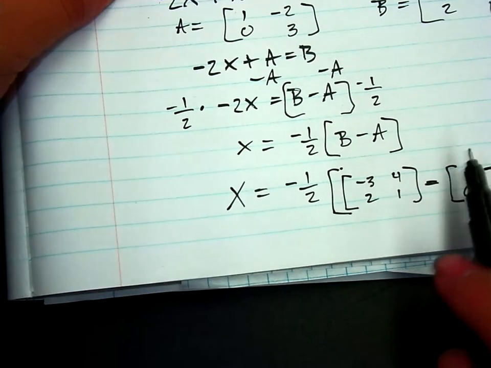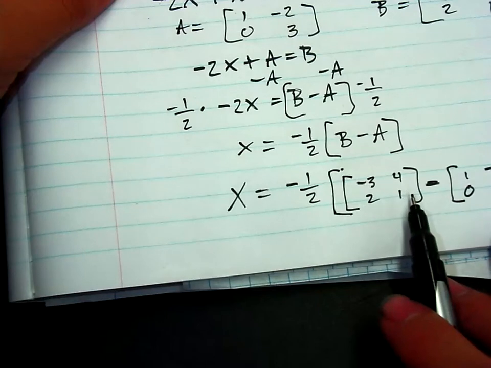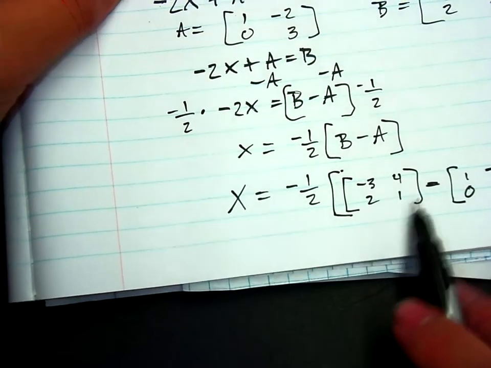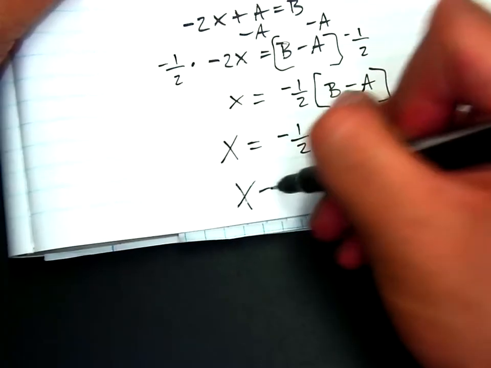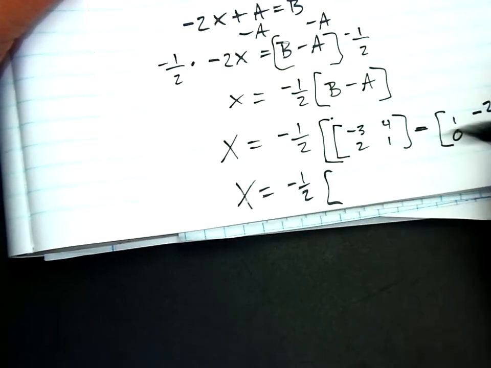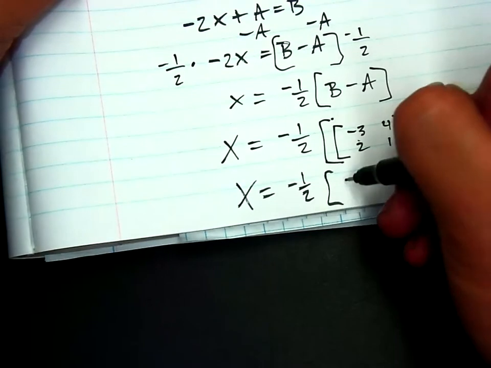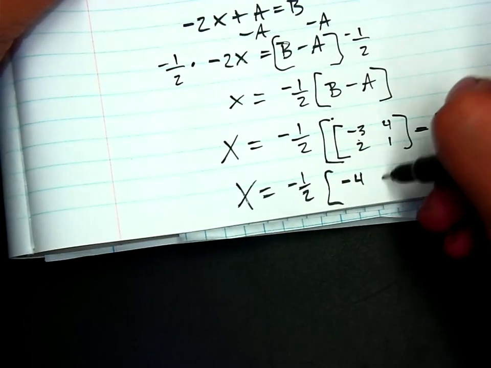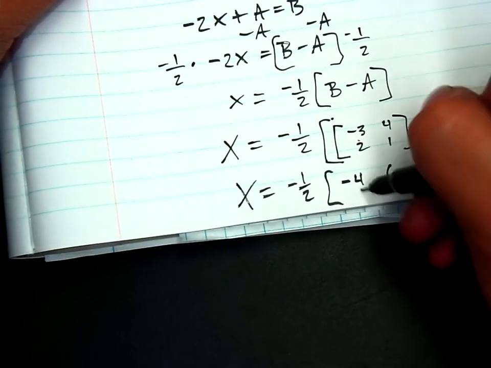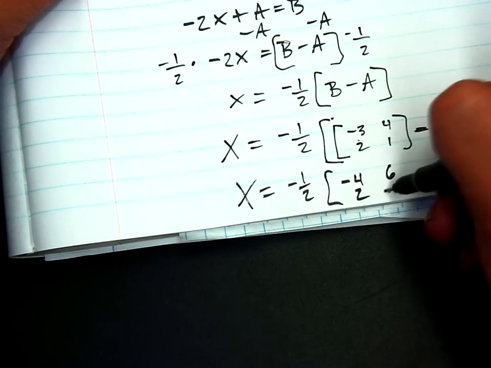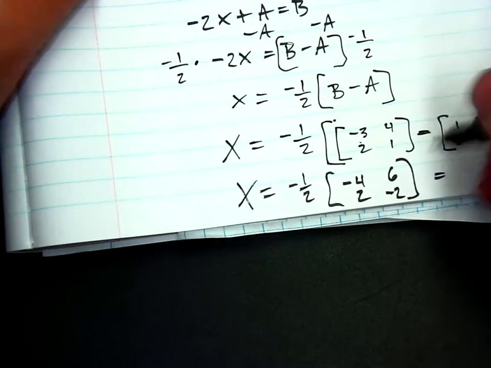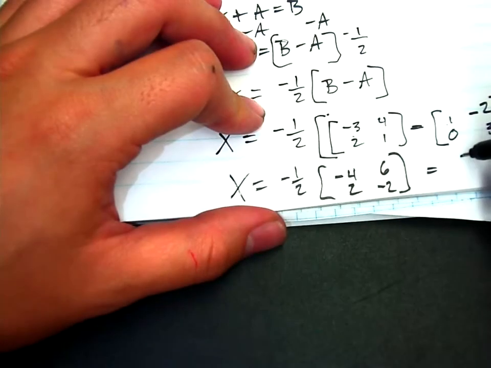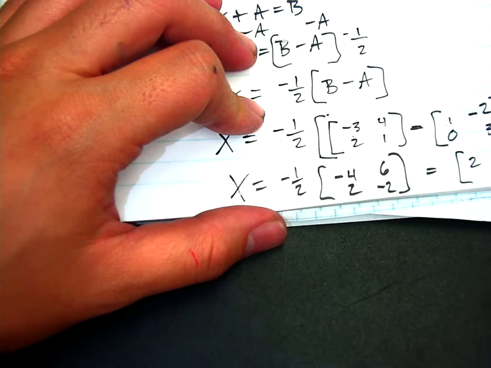Now, we could distribute this, but I think it's going to be easier if I just go ahead and subtract inside first, because technically I couldn't do that based on PEMDAS. So X is equal to negative 1/2, and then let's go ahead and subtract. So negative 3 minus 1, negative 4. 4 minus negative 2 is 6. 2 minus 0, 2. And 1 minus 3, negative 2. At this point, distribute that negative 1/2, or multiply, and I get positive 2, negative 3, negative 1, and positive 1.